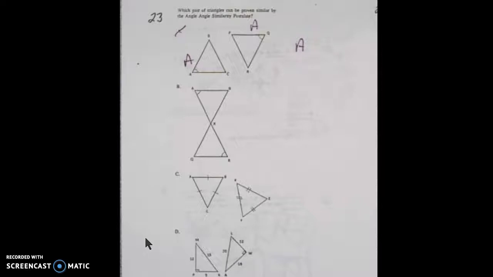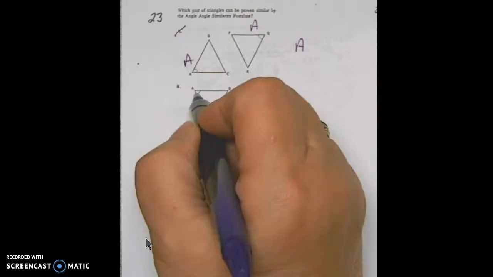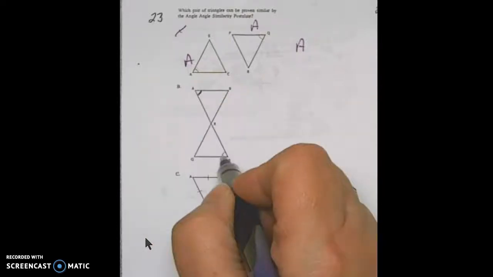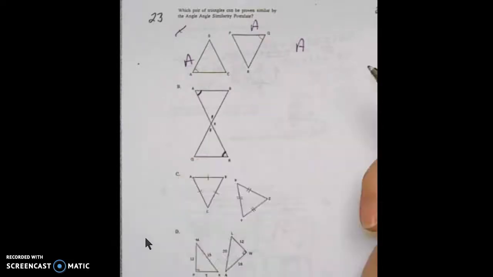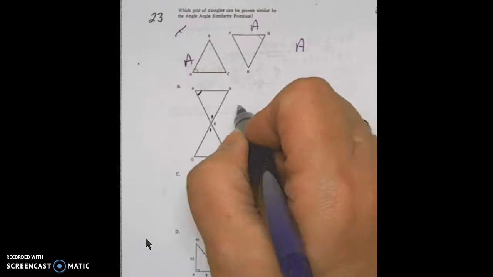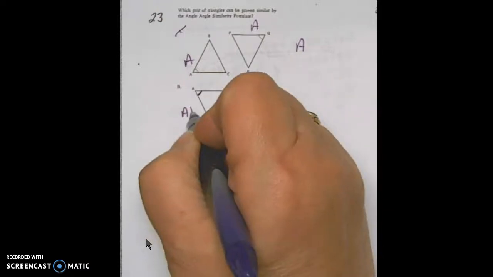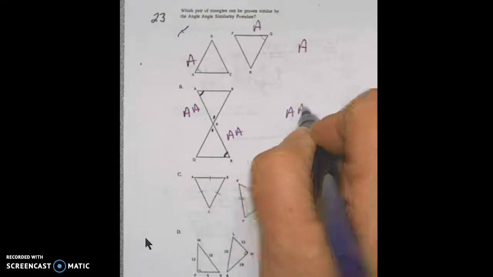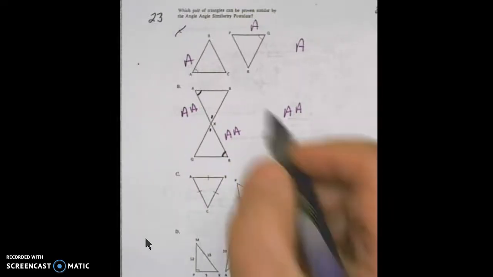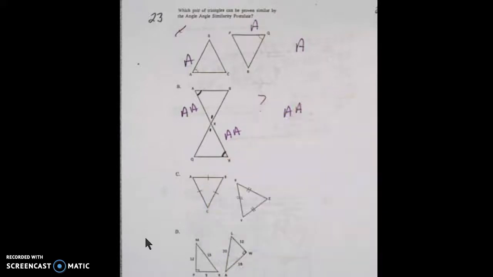If I look at answer choice B, I've been given an angle, matching another angle, and I also have a pair of vertical angles that are congruent. So it looks like I have two angles in this triangle and two angles in this triangle. So this one looks like it could possibly be the answer. I'm going to put a question mark by it so I can check the other answer choices.